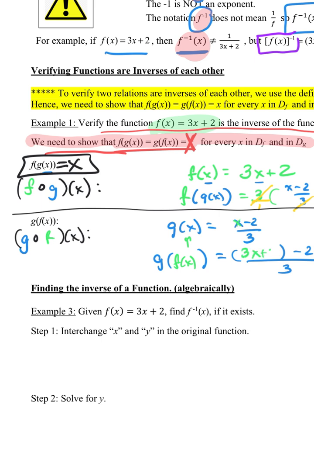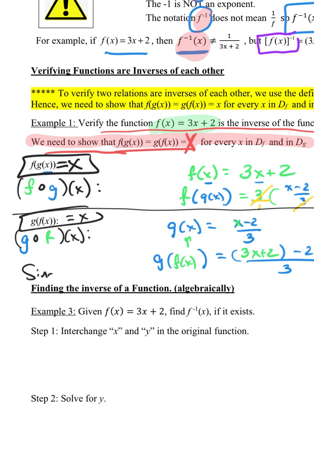3x plus 2. And if I were to simplify that, what would I get? 3x over 3, right? Because the plus and the minus 2 sum to 0. And then I could simplify common factors from numerator and denominator. Those simplify to 1, so this just gives me x. So now I have shown that.